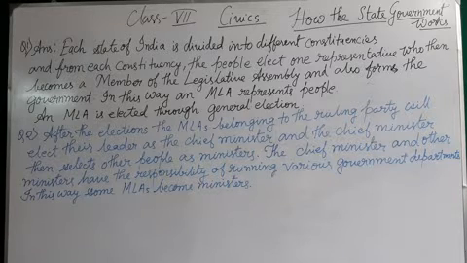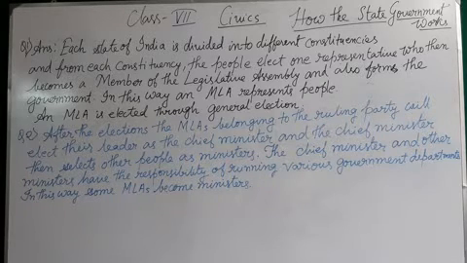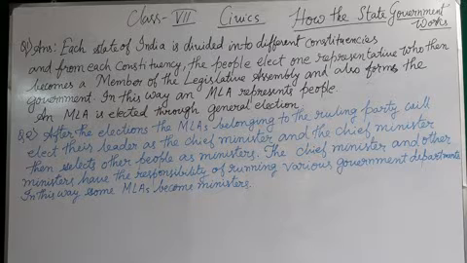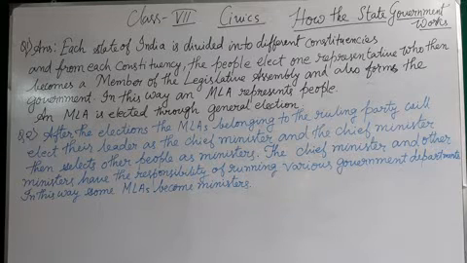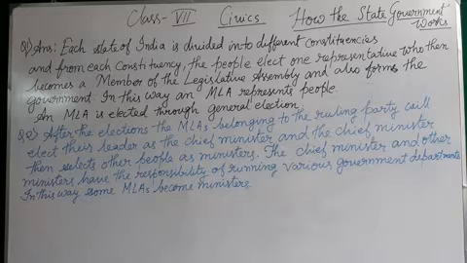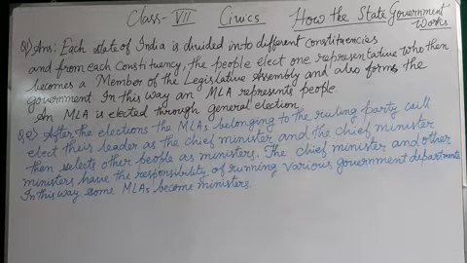Now first question, use the terms constituency and represent to explain who an MLA is and how the person is elected. So I have written the answer in this manner. Each state of India is divided into different constituencies. And from each constituency, the people elect one representative who then becomes a member of the legislative assembly and also forms the government. In this way, an MLA represents people. An MLA is elected through general election.